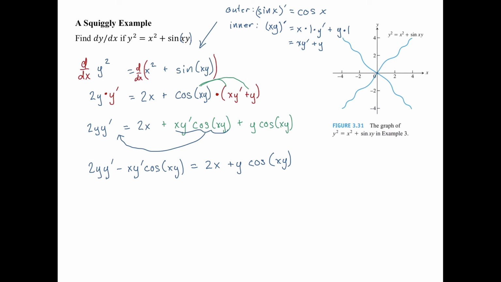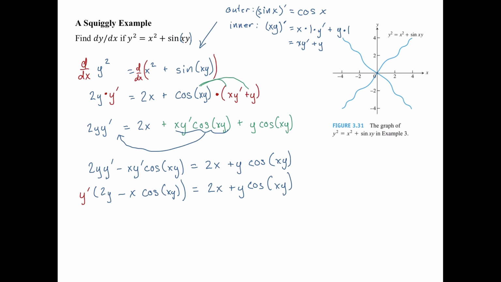Okay, just like before, we have a common y prime here. So let's factor that out. So when you factor out the y prime, you'll be left with 2y minus x cosine of xy. And that will be equal to 2x plus y cosine of xy. Whew, and we're almost done.